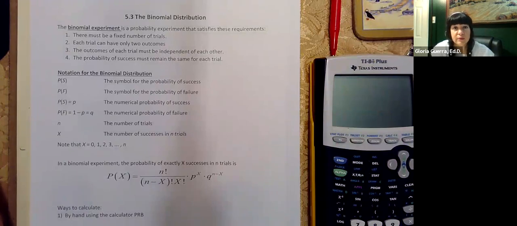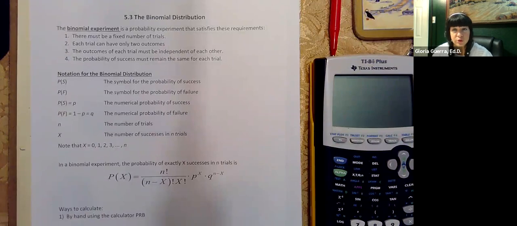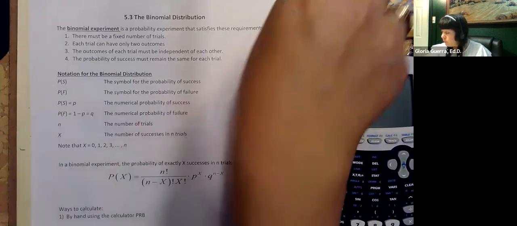Hello, stat class. Today I'm going to go over section 5.3, the binomial distribution, and these pages are mostly coming from your workbook that starts on page 134.